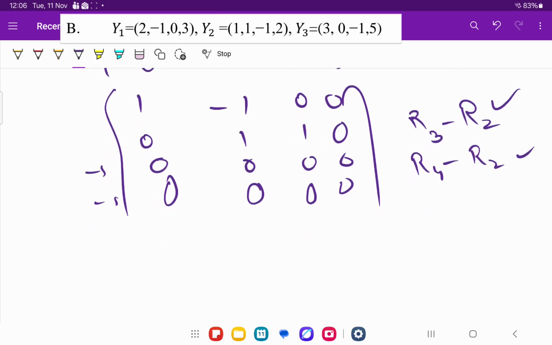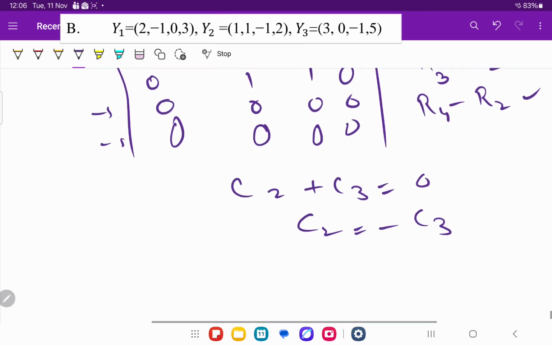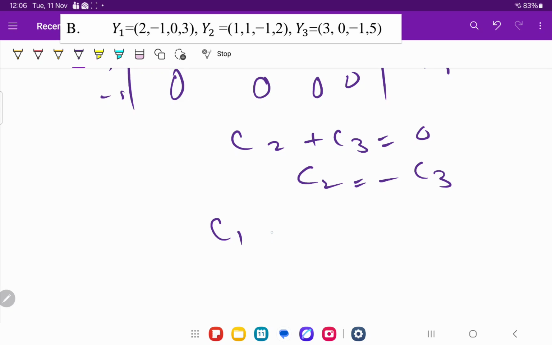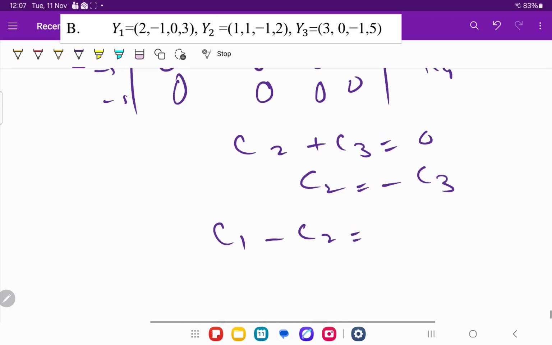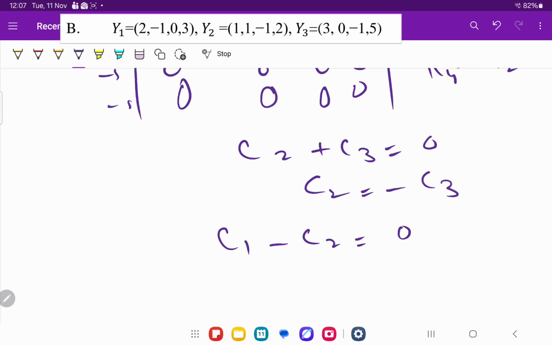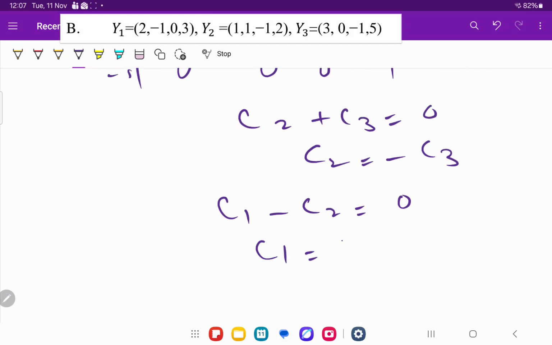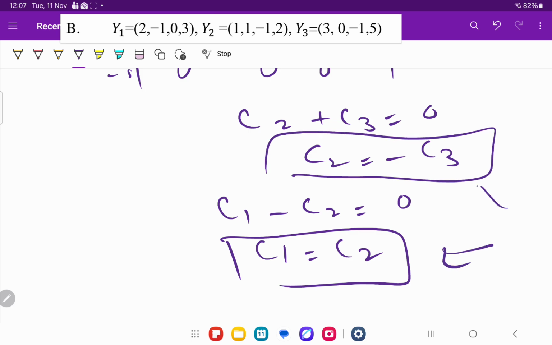So from here you can see that C2 plus C3 equal to 0, so C2 equal to minus C3. And from this equation, C1 minus C2 equal to 0, so C1 equals C2. So it means that our system is linearly dependent, because we have found the values of C.